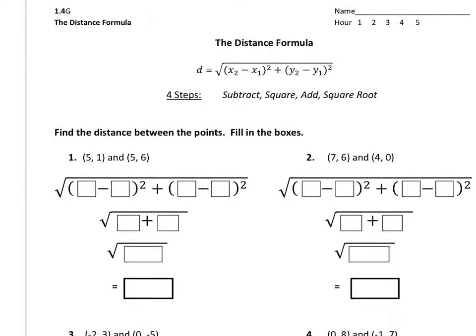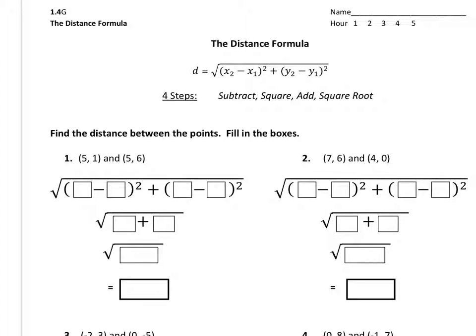Okay, this video is going to talk about 1.4g, the distance formula. Here is the general distance formula right here. As you can see, it uses parts of two different coordinate points to be able to determine the distance between the 2 points. So we need to determine x values and y values.